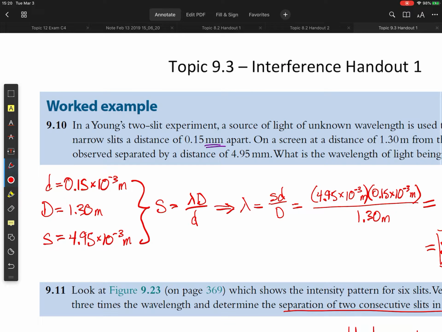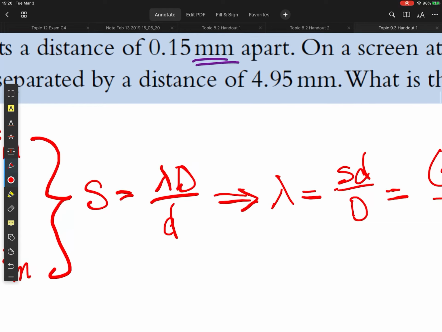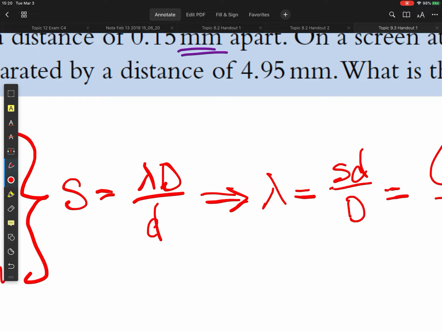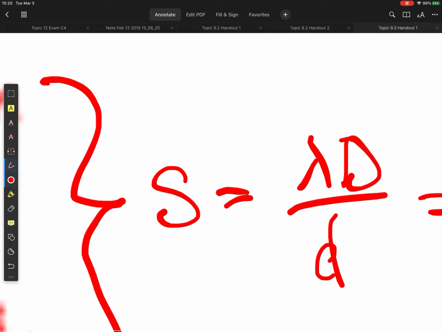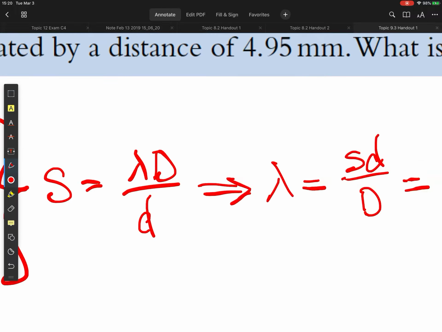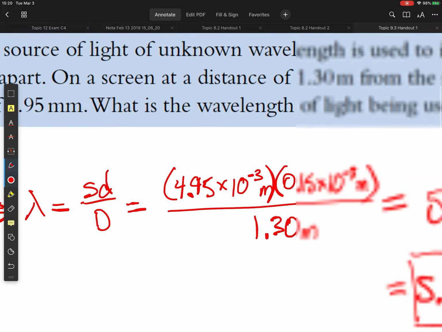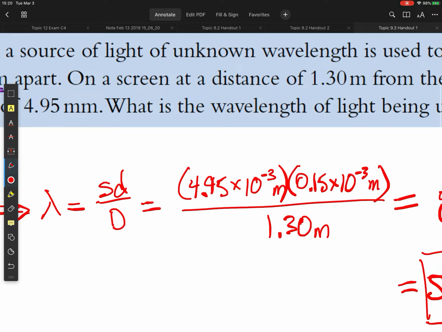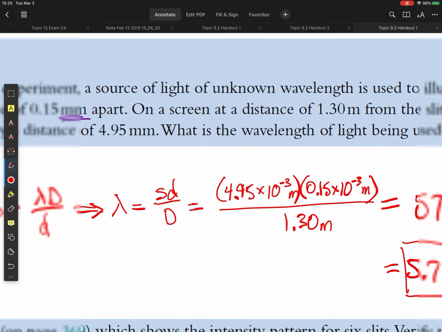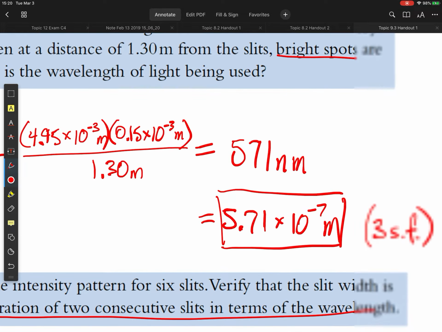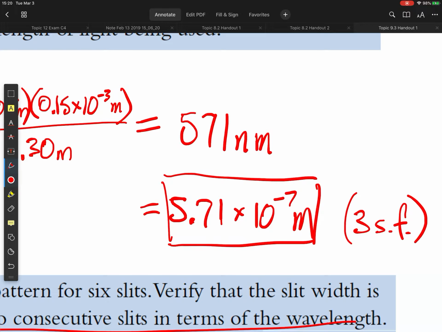Okay, once we have identified our variables, it's pretty straightforward then to get our equation for wavelength from this equation from your data booklet. And we then plug in our values, as you can see here, and we will get 571 nanometers.